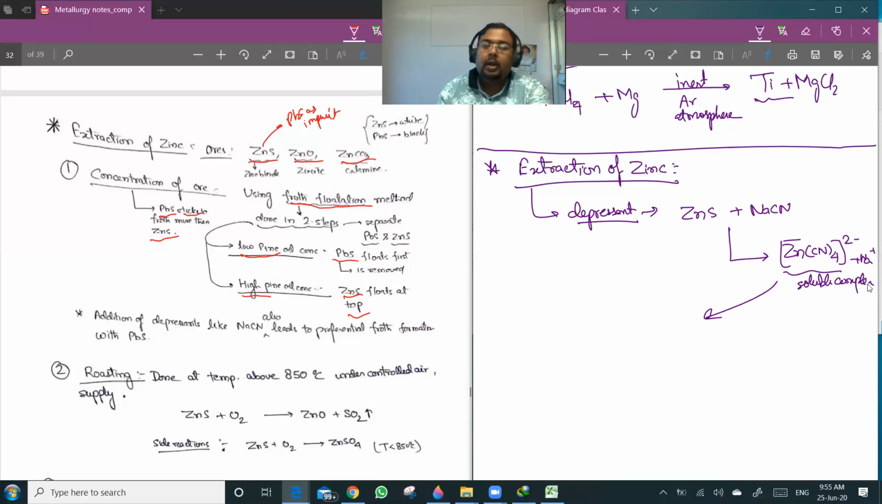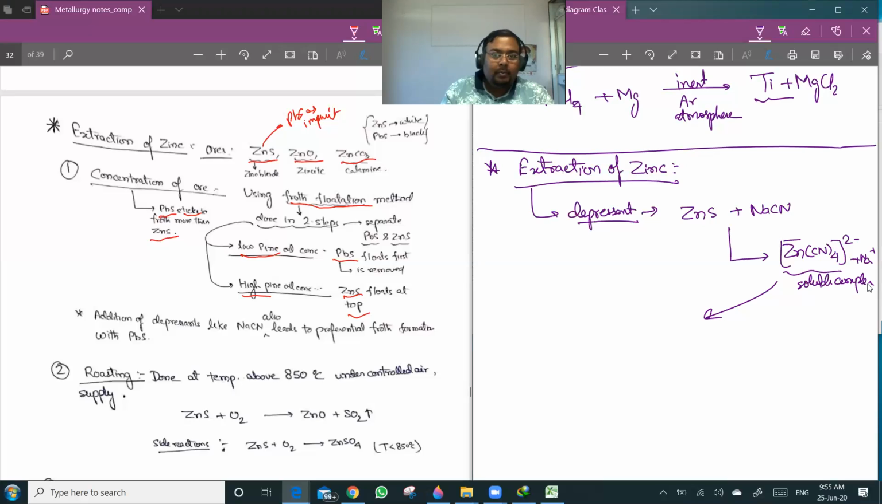And this zinc complex will be highly water soluble. So only PbS will be sticking to the froth. Okay, this actually increases the efficiency of the method.